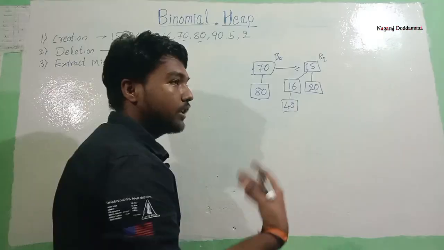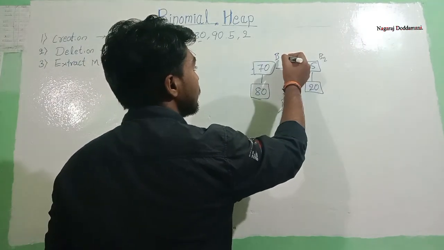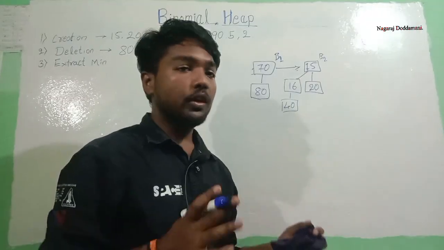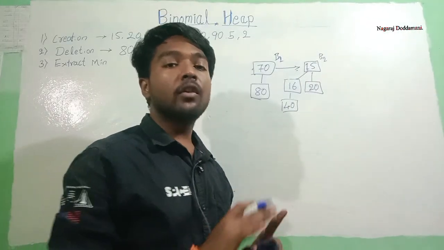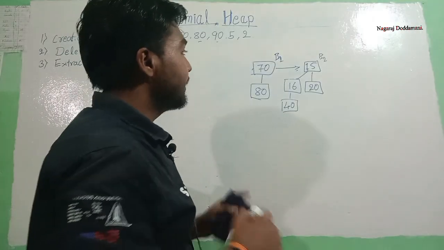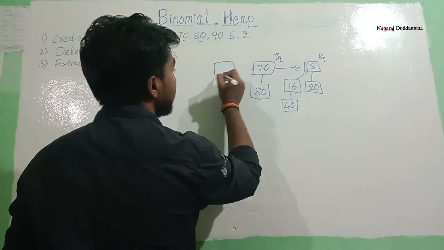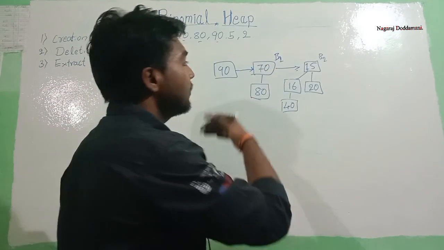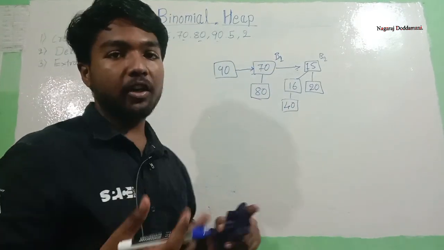Okay, so again we need to calculate the order now. This one is a B1 tree, this one is a B2 tree. So here there is no conflict of the same order, so we can move on. Again we need to insert a 90. So we need to create a node, insert 90, and link it to the binomial heap.